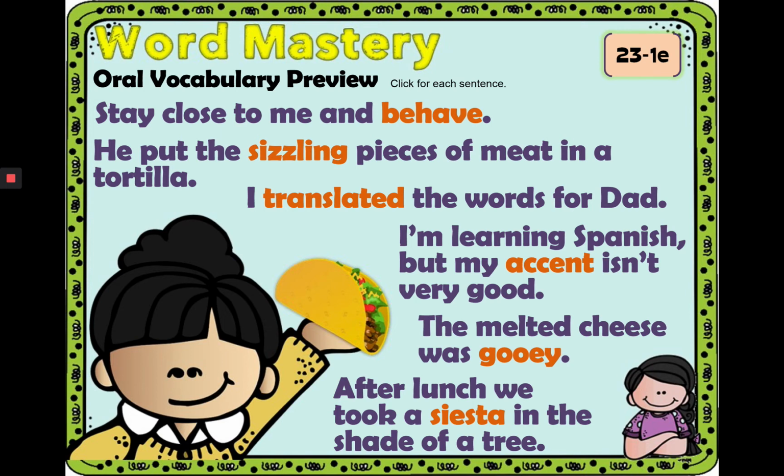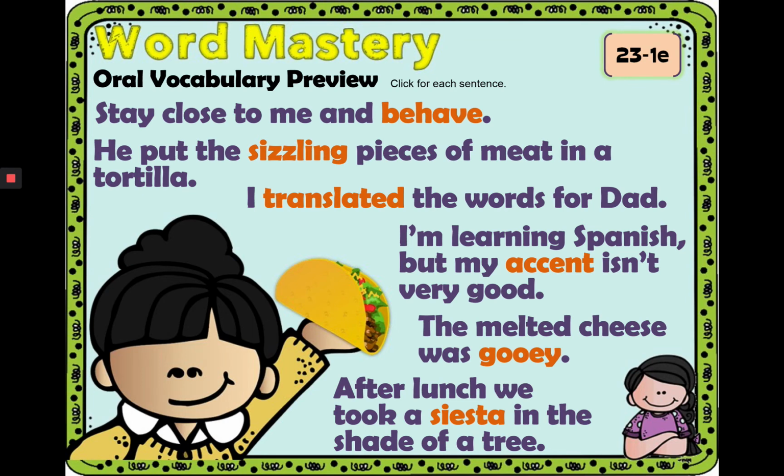Accent. I'm learning Spanish, but my accent isn't very good. So here's one example. If you think of the word tortilla, those 2 L's at the end of the word tortilla, if you look up in the second sentence, the sentence with the word sizzling, the last word in that sentence is tortilla. If you were to say that with a bad accent, you might say it like this: tortilla. That would not be a very good accent. It's not how it's supposed to sound. You're supposed to say tortilla. Those double L's make a y sound in the Spanish language. So that's one example of having a bad or a good accent.